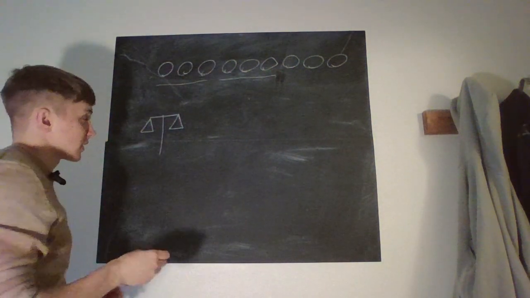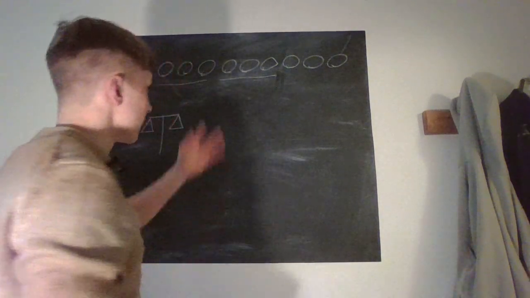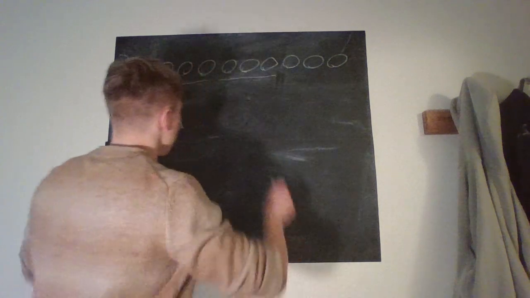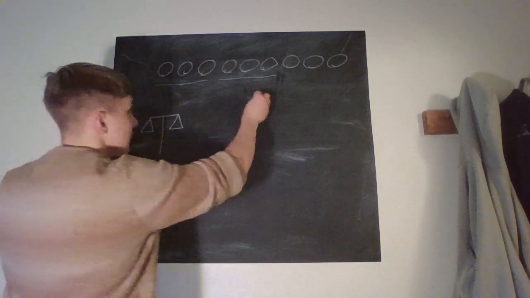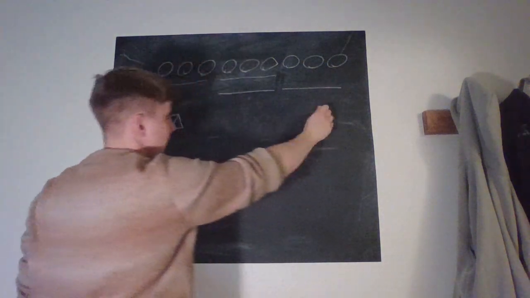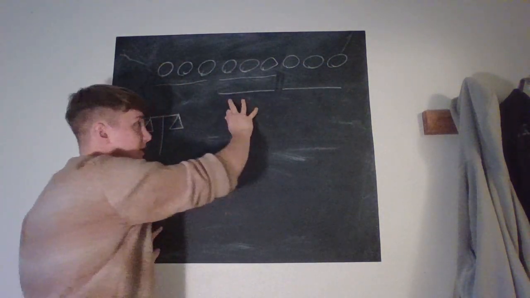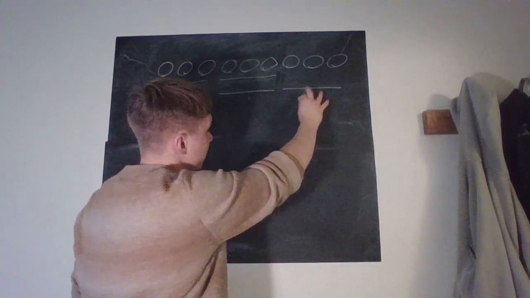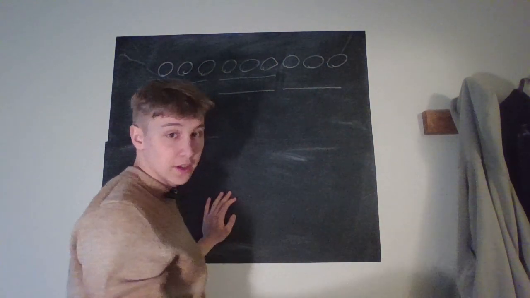The first case is that they weigh the same, meaning that the counterfeit coin is here, and therefore we know that these ones are real. And then we just compare these three against these three. Since we know that these three are real, if this one is heavier, then the counterfeit coin is heavier, and if this one is lighter, then the counterfeit coin is lighter.